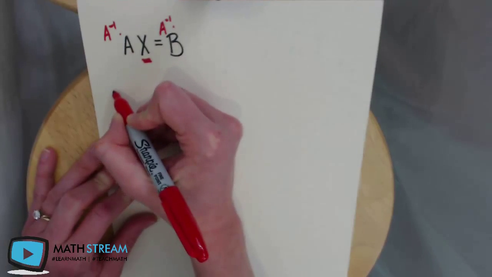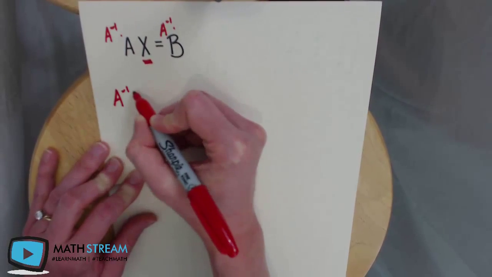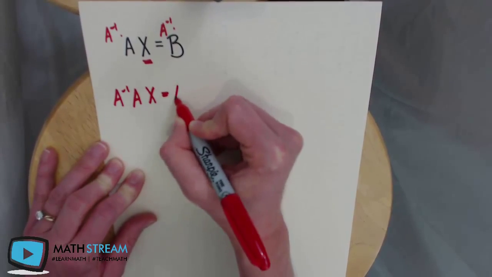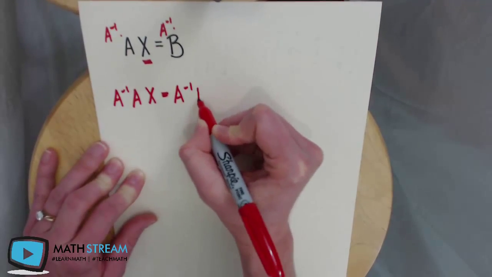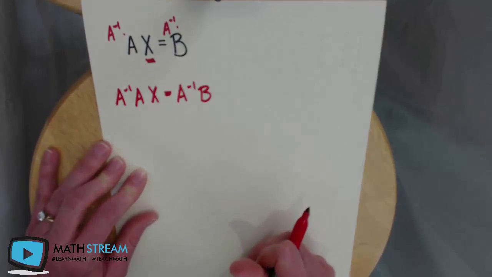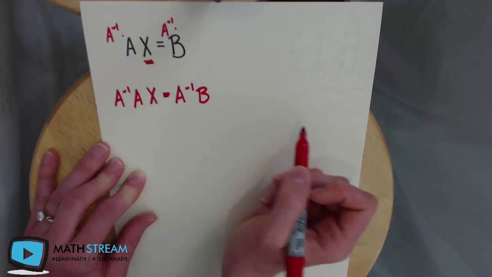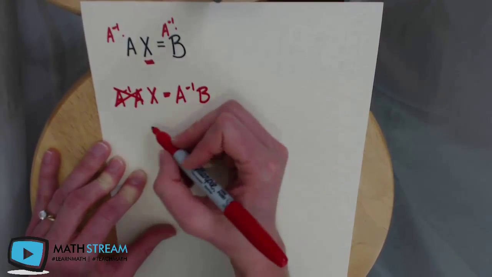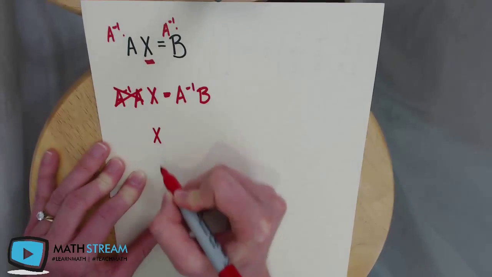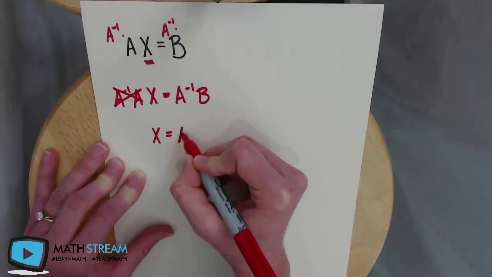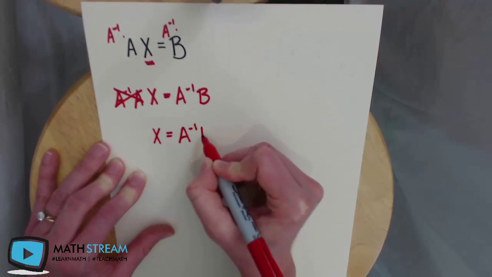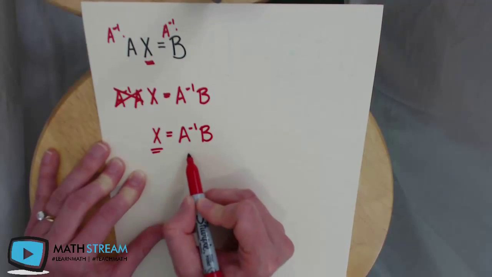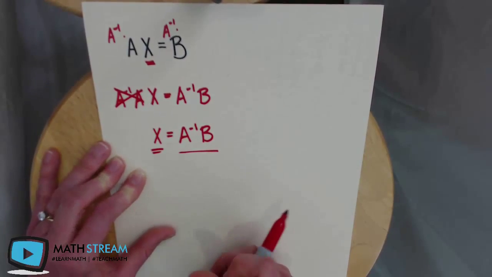So essentially what I get is A inverse times A times X equals A inverse times B. So that's what we did in the last section. Remember, this causes A inverse and A to cancel, and the solution to X is just A inverse times B. So that's what I want you to keep in mind. X is equal to A inverse B.